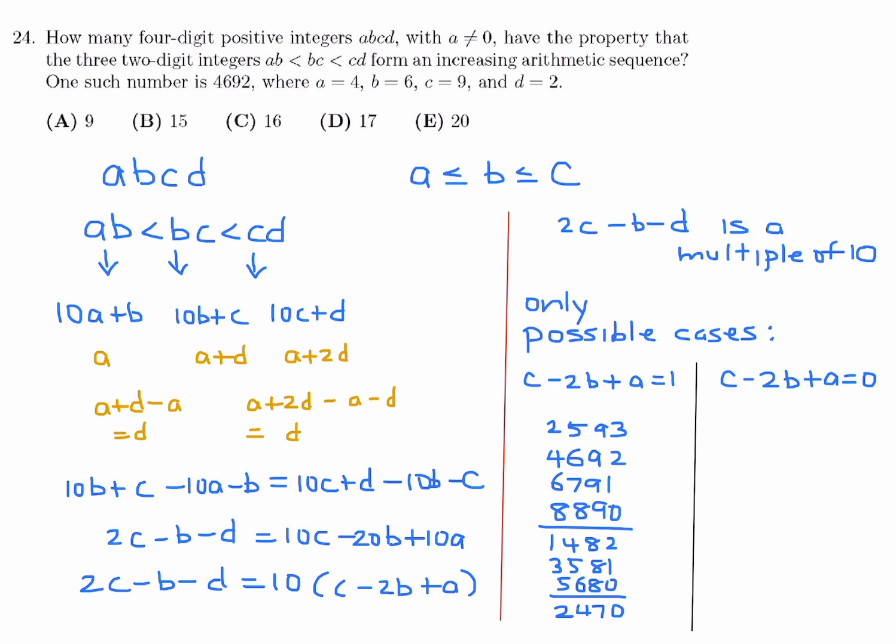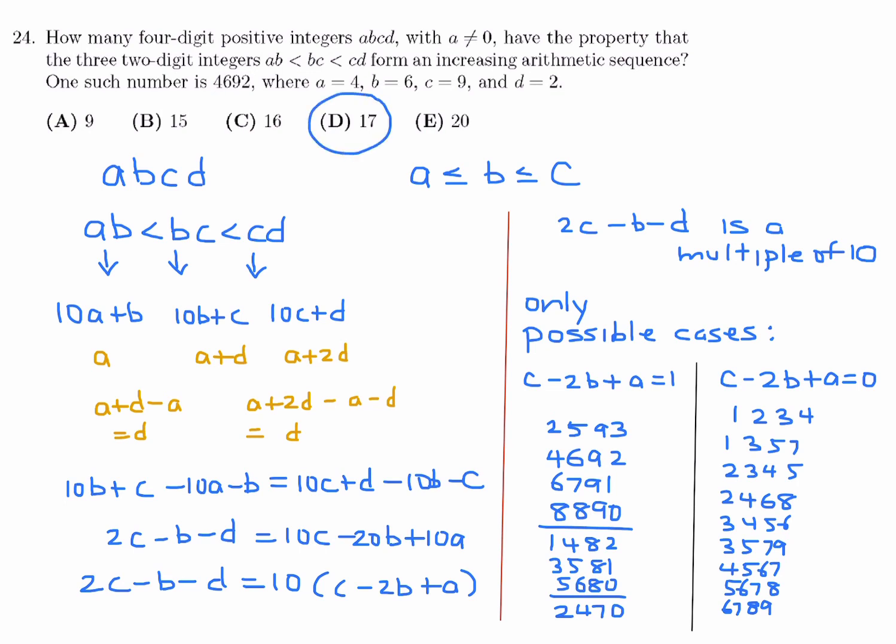8 actually. And then for this case here, where c minus 2b plus a is 0, ones that work are 1, 2, 3, 4, 1, 3, 5, 7, 2, 3, 4, 5, 2, 4, 6, 8, 3, 4, 5, 6, 3, 5, 7, 9, 4, 5, 6, 7, 5, 6, 7, 8, and 6, 7, 8, 9. So that gives me another, what, 9. So 8 here and 9 there, that's a total of 17. And therefore, number 24, the answer is D.